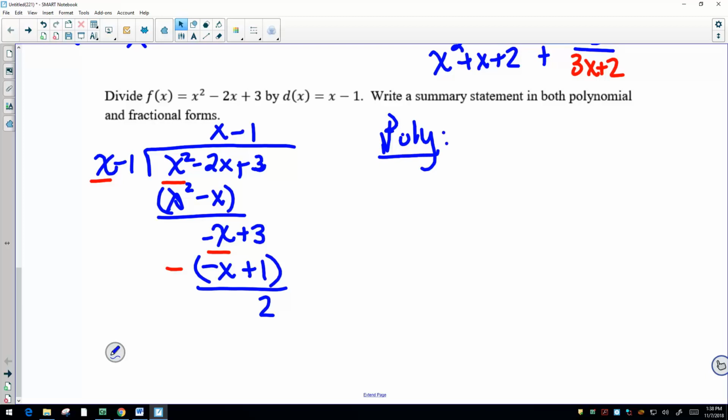Okay, so if we're going to write this in polynomial form, we are going to take our divisor. We're going to multiply that by the quotient. That's the stuff on top. And we're going to add to that a remainder, which is 2.